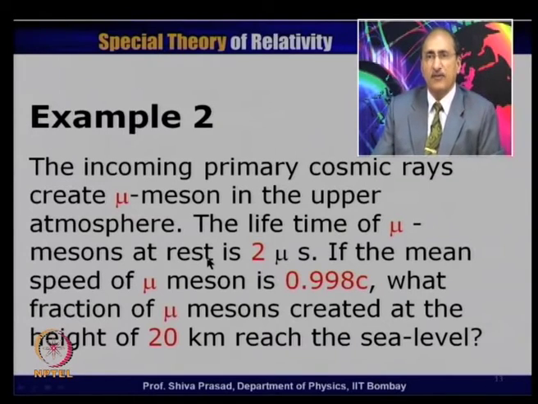If we create this particular mu meson in the laboratory at rest, the lifetime will turn out to be 2 microseconds. If the mean speed of the mu meson is 0.998c, let us talk of everything in terms of an average. What fraction of mu mesons created at a height of 20 kilometers, let us take that they are created 20 kilometers above the mean sea level, would really reach the sea level? So, that is essentially the problem.